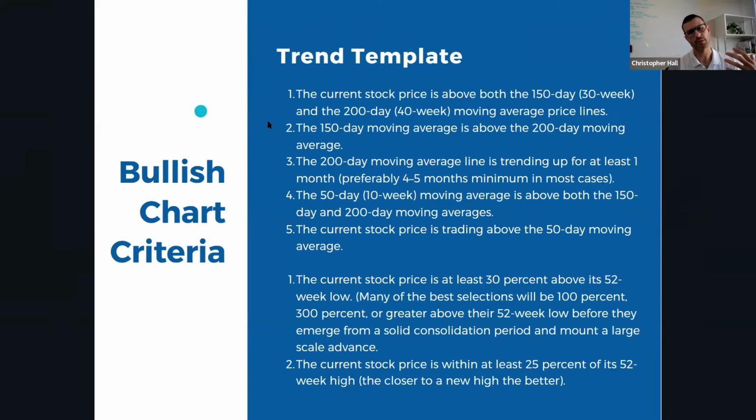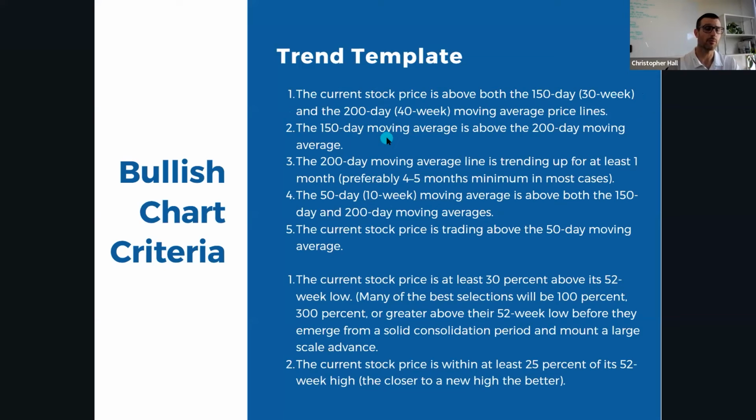Now, as we move over to the trend template, we're going to look at bullish chart criteria and break it into 2 sections, because this is how Mark Minervini describes it in his book. The trend template wants to look at the current stock price above both the 150-day, about 30 weeks, and the 200-day or about 40-week moving average price lines. So think of this as about the annual average, and then more like 2/3 to 3/4 of a year average prices. So what we're looking at is it's going up. That's really what that's simplifying.